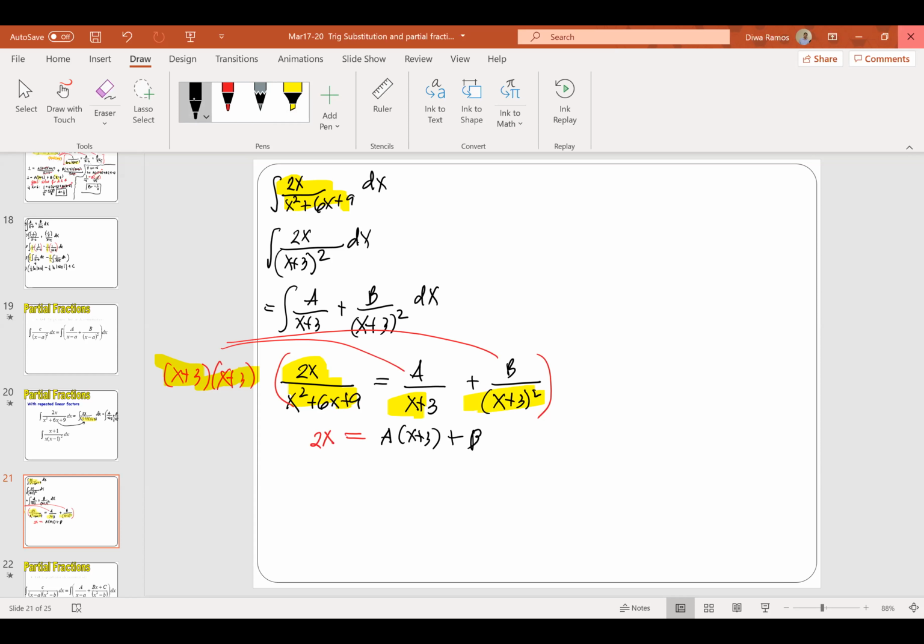So for B, it lost the whole denominator. And now we're free to choose x's. I think the best candidate is actually -3 because that will zero out A. So let's choose that. If x is equal to -3, we will have the equation 2 times -3 equals A times -3 plus 3, plus B. And we know this will zero out. We do get the value for B, which is -6. Okay. Oops, sorry. I'm gonna box the answer there.